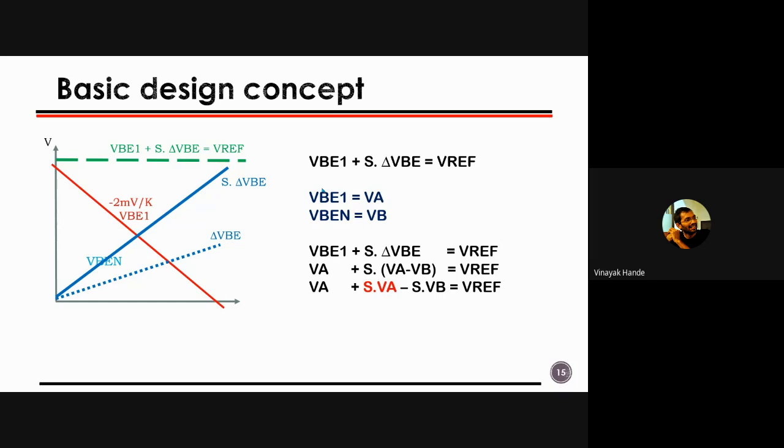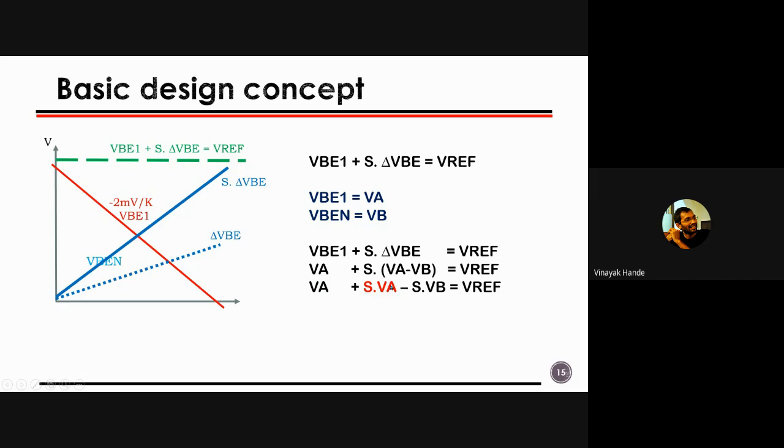Now here, I'm trying to establish a general equation. VB1 I have assumed as VA, VBN I have assumed as VB, right? So I can write the equation as VA plus S into (VA minus VB) is equal to the reference voltage. And VA plus S into VA minus S into VB is equal to the reference voltage. Why am I writing all these elaborated steps? Because at the end, what we wanted is some amplification of this, right?